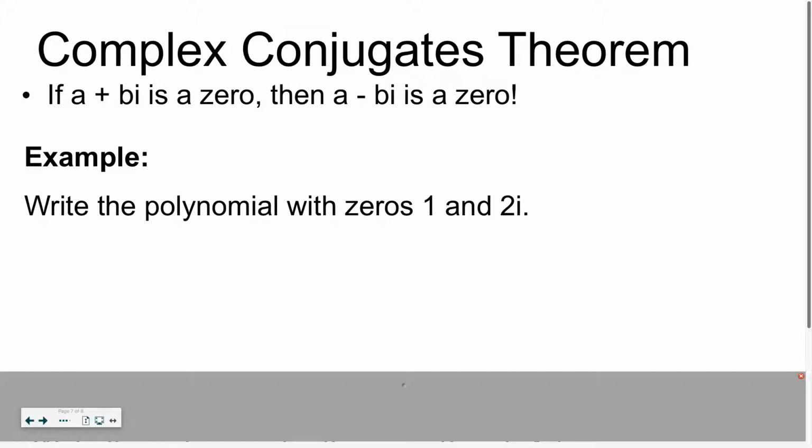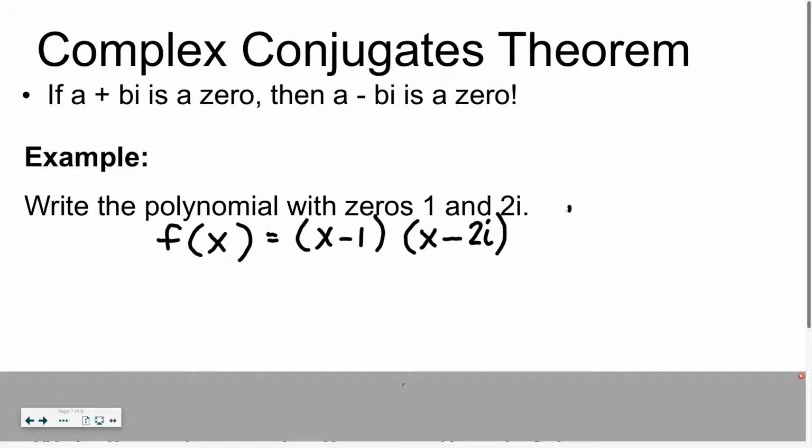All right, write the polynomial with the following zeros. If my 0 is at 1, my factor looks like x minus 1. If 2i is a 0, that would look like x minus 2i. But then I know negative 2i is also a 0. So I would also have x plus 2i.